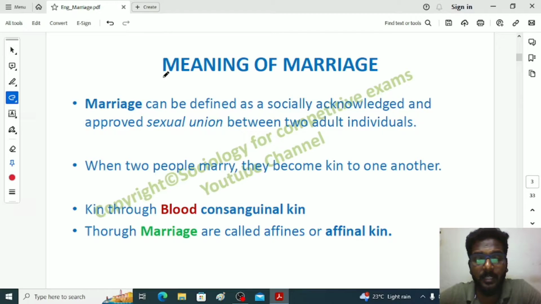Now let's get started. Meaning of marriage. First, we will see the meaning of marriage, then the definition of marriage, then forms and types of marriage. Later, we'll discuss the rules of marriage.